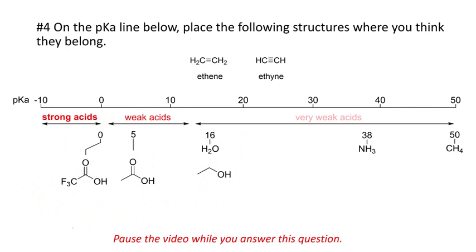Okay, want to try some more? Okay, here we have them now. We now have 6 on our graph. Methane, way over there at 50. Ammonia in the very weak acid range, 38. Water, also ethanol, very weak acids. Now we have our first weak acid, acetic acid, and trifluoroacetic acid, touching on the strong acids. Okay, two more. Ethene and ethyne. Where do you want to put those? Go ahead, see what you can do. Come back, pause the video.